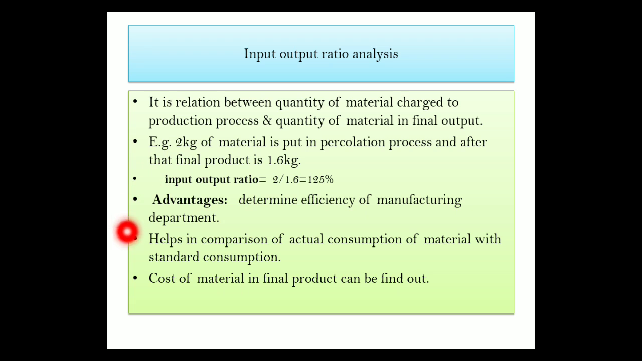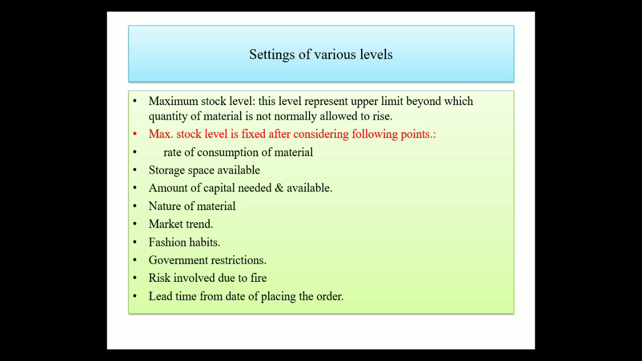The advantages here are, it determines the efficiency of the manufacturing department. Then it helps in comparison of actual consumption of material with the standard consumption. It indicates whether the use of material is favorable or unfavorable, that is, whether the material is of standard quality or substandard quality. Then the cost of material in the finished product can be found out by multiplying the cost of raw material per unit by the input output ratio. Therefore the cost of material in the final product can be found out.